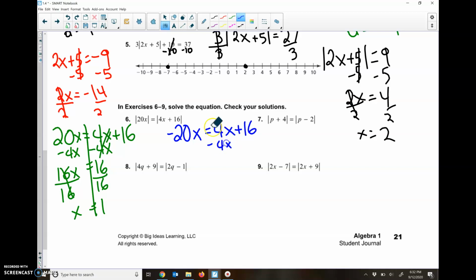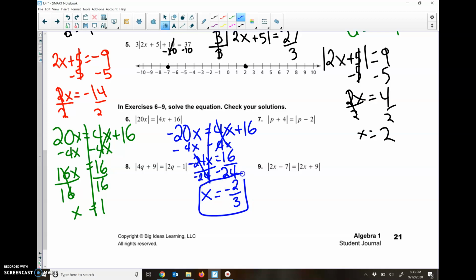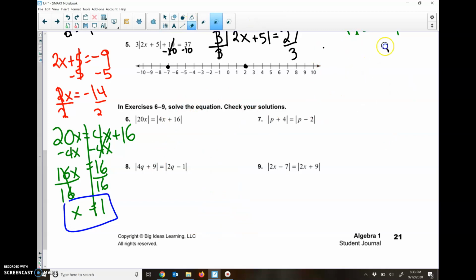It's a positive 4x, so I'm going to subtract 4x. I have negative 24x now equals 16. Now when I divide by negative 24, we're going to get a fraction. So x equals 16 divided by negative 24, which can be simplified as negative 2/3. So now I have x equals negative 2/3 and x equals 1 as my two answers there. All right, I'm going to erase this stuff so I have a little more room to do the next question. Erase this stuff too so I don't run out of room.